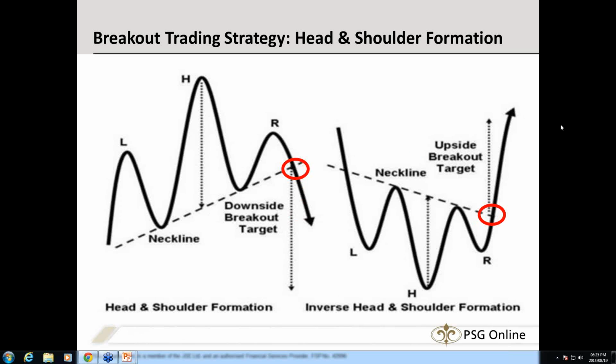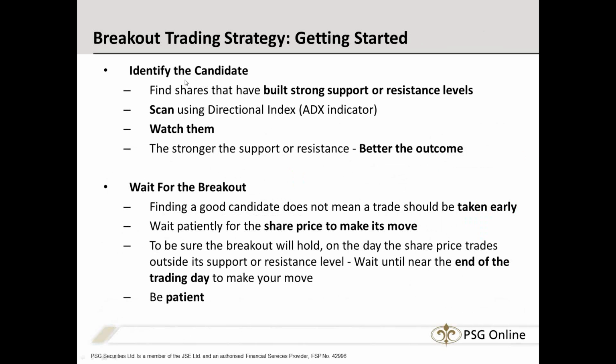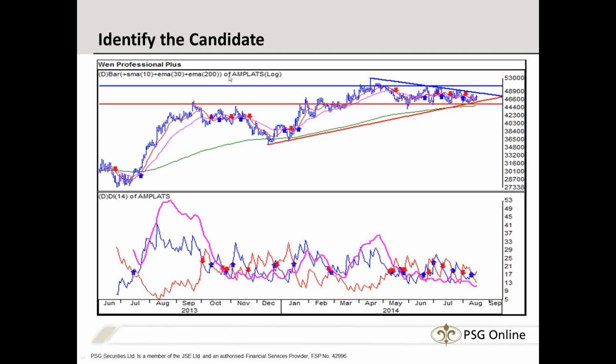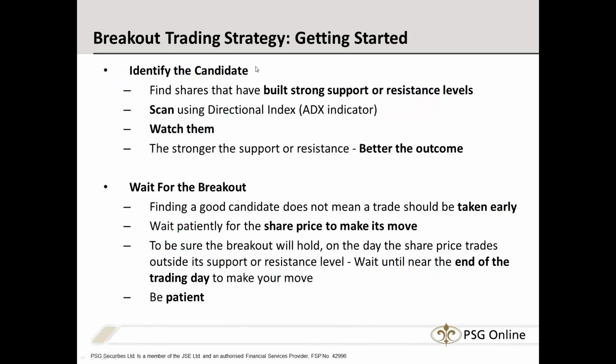Whatever I do is on a weekly basis, usually on Sunday afternoon, the process of what I call identifying the candidate. Obviously, I've got a watch list, and I only trade the top 100 companies, and I'm making a smaller list from that. So I'm looking for companies that have built solid support and resistance levels. So I'm looking for shares moving sideways.